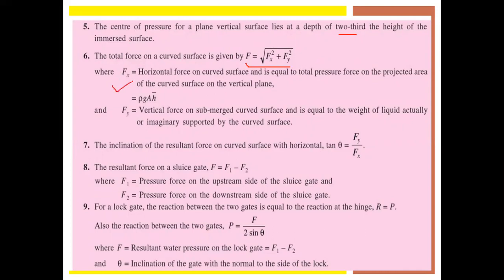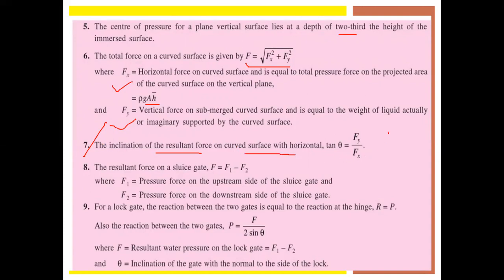Next, where Fx is equal to horizontal force and Fy is equal to vertical force, right? So that is rho into g into A into h. Next, the seventh one: the inclination of the resultant force on a curved surface with horizontal.